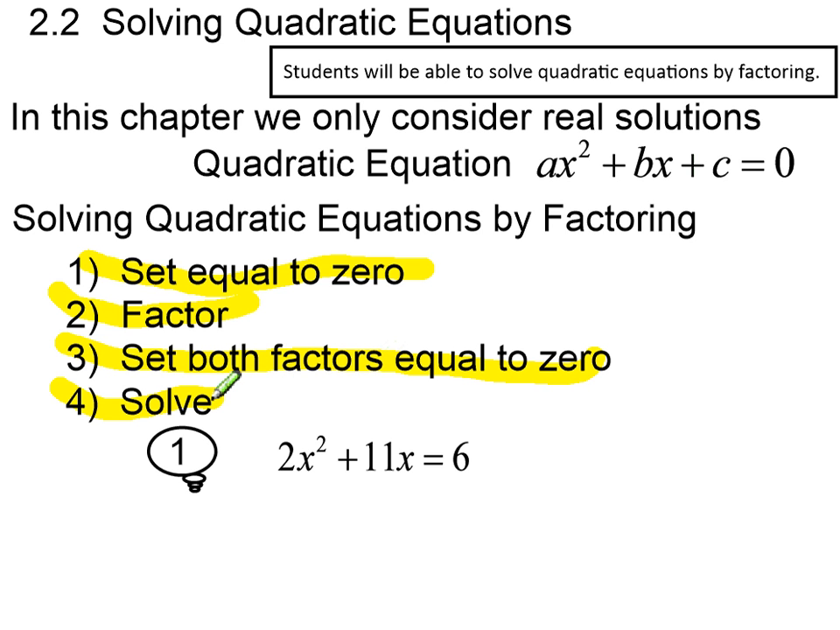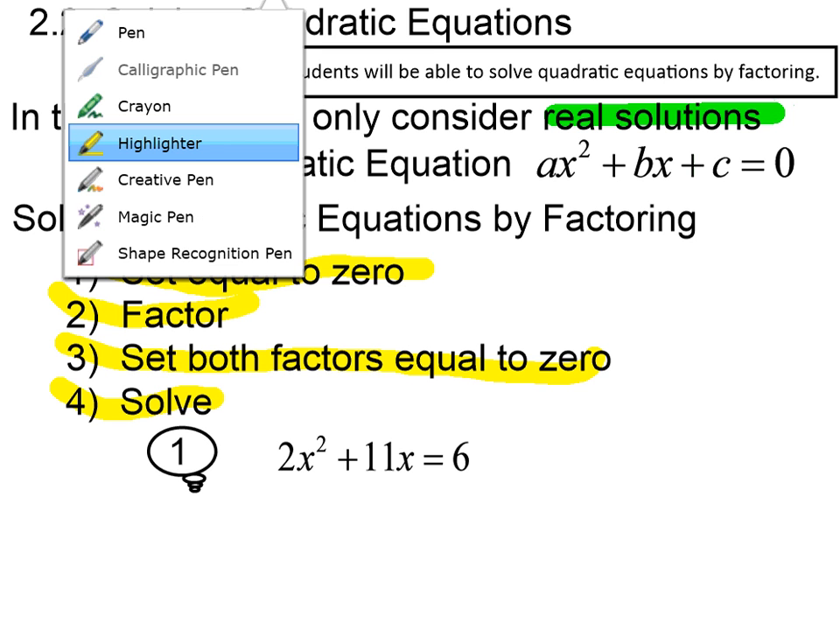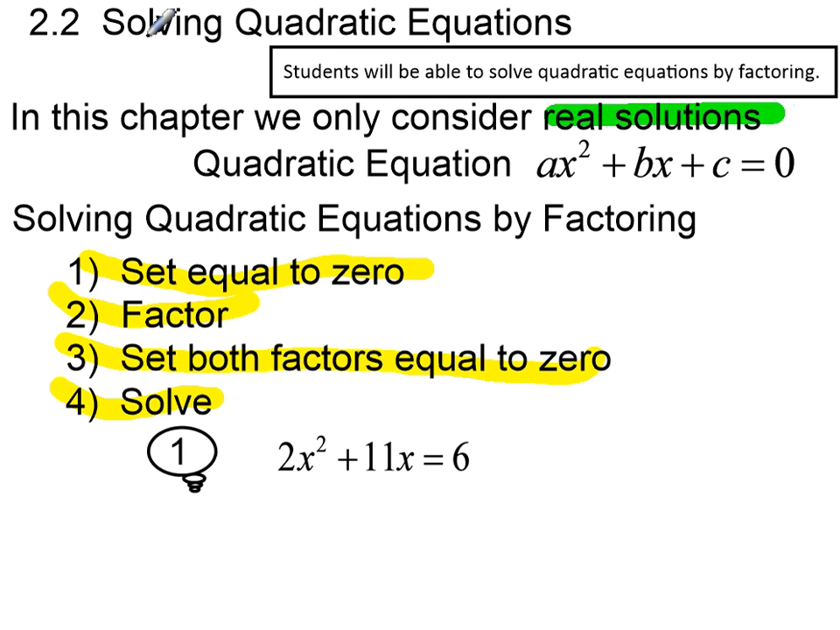I just want to point out that right now we're only going to be talking about real solutions. You might remember that quadratics can sometimes have imaginary solutions. If you get to the point where you find you're taking the square root of a negative number, you're just going to stop. I'll show you examples of that as we proceed through this section.